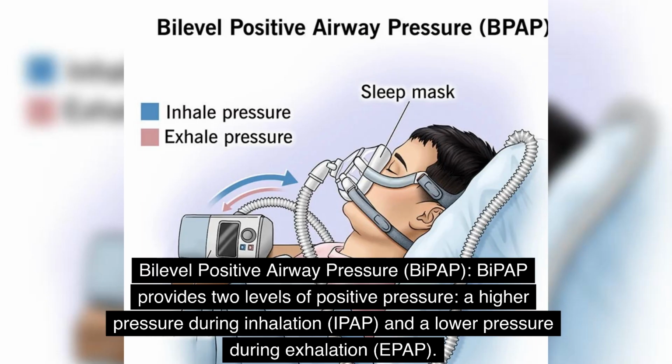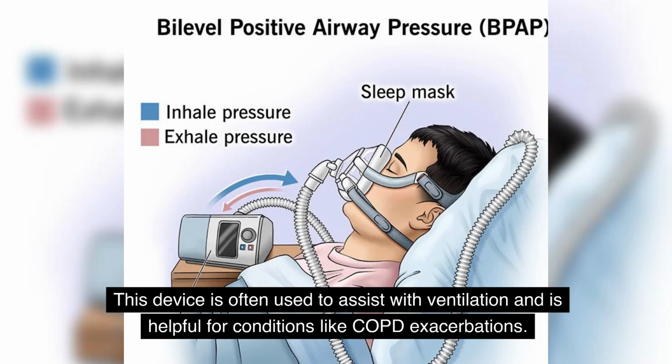Bilevel positive airway pressure, BiPAP. BiPAP provides two levels of positive pressure, a higher pressure during inhalation, IPAP, and a lower pressure during exhalation, EPAP. This device is often used to assist with ventilation and is helpful for conditions like COPD exacerbations.